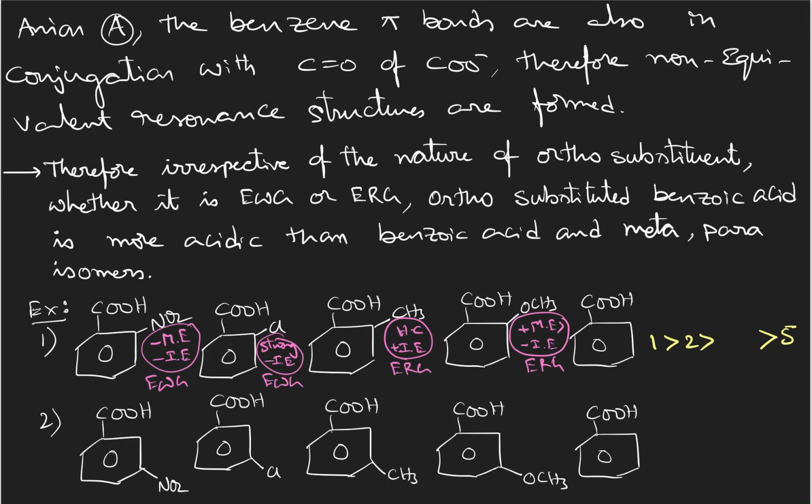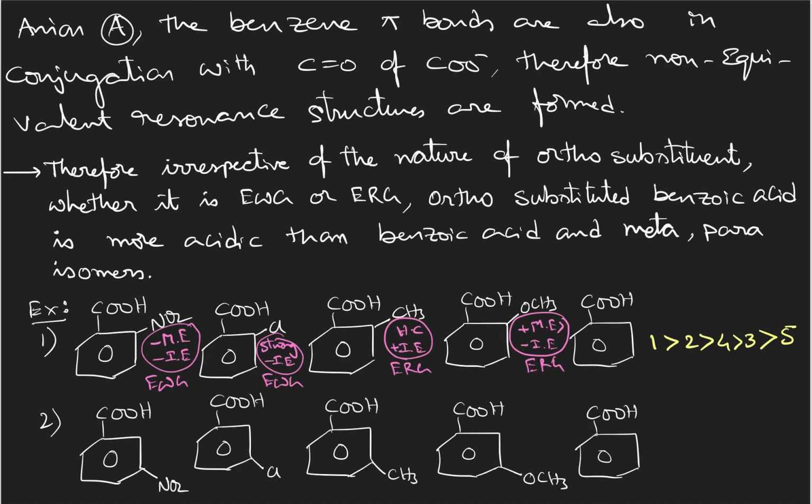Then between third and fourth. In third and fourth, it is a hyperconjugation electron releasing nature. Positive inductive effect also electron releasing nature. Whereas in this compound, at least a negative inductive effect is there to some extent. Therefore, fourth compound will be better than third compound.